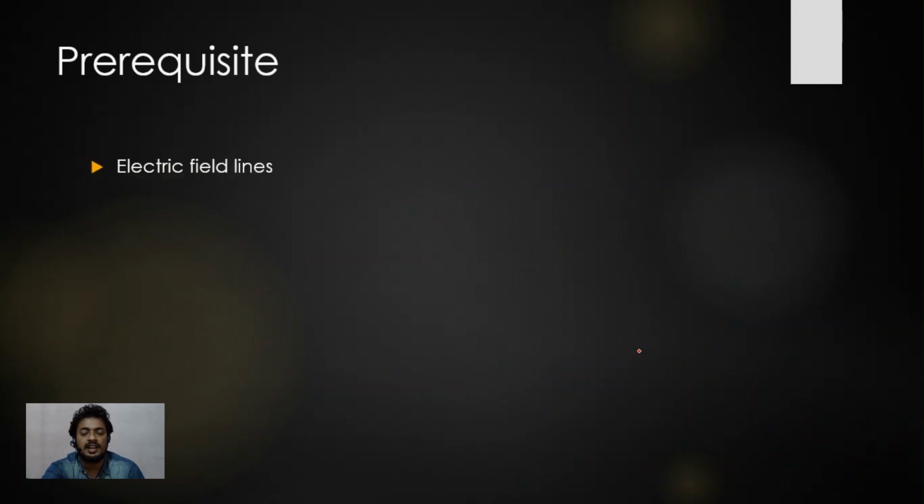So next, electric field lines. You have already been taught about electric field lines, and here we discuss some properties which are important for Gauss law or electric flux. As you know, electric field lines originate from positive charge and terminate at negative charge. Or you can say that in a charge free space, electric field lines are continuous.